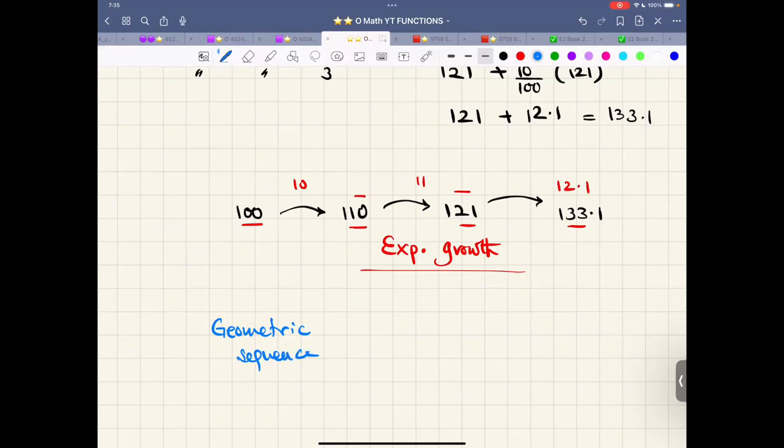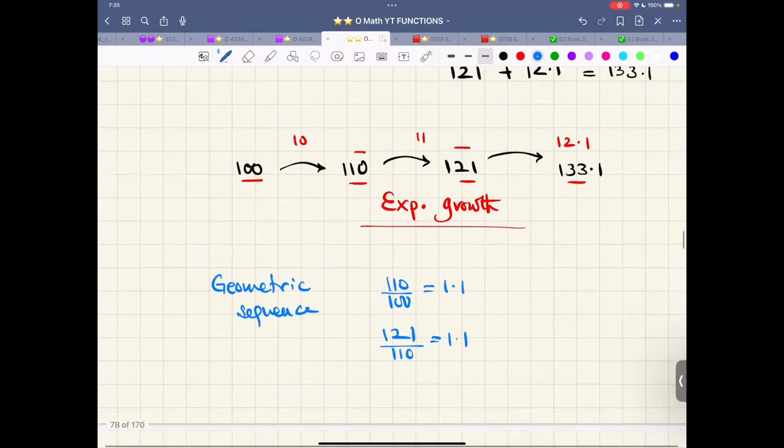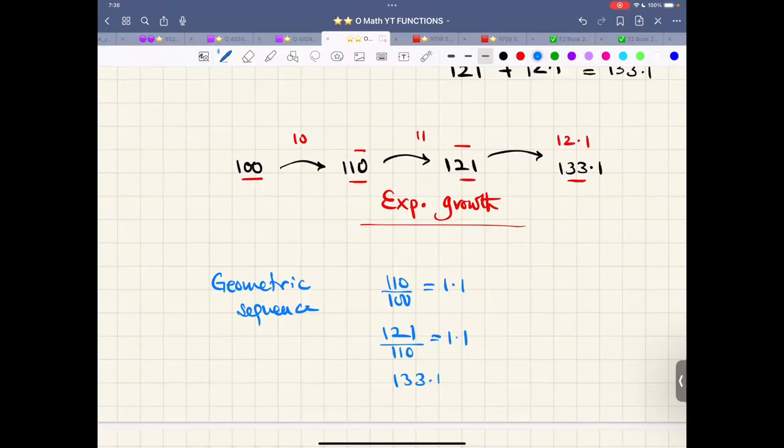Why? Because 110 over 100 is 1.1. And similarly, 121 over 110 is 1.1. And similarly, 133.1 over 121 is 1.1. So it's multiplying by a constant value of 1.1. So that is a bit of background knowledge.